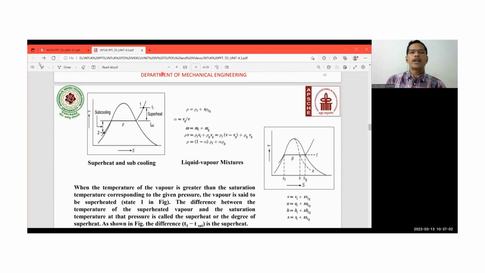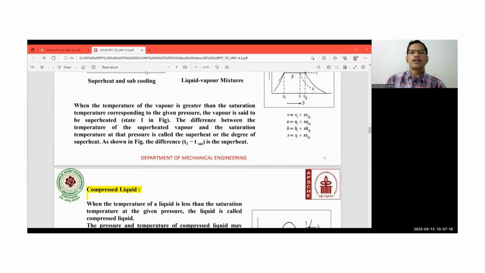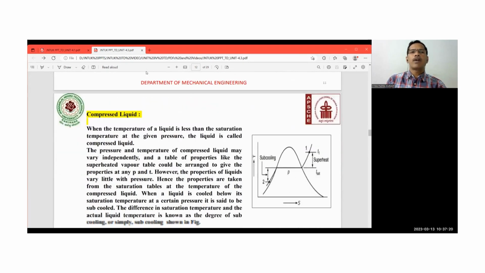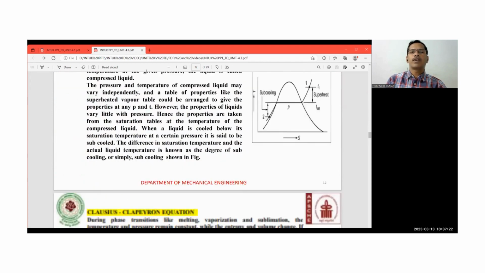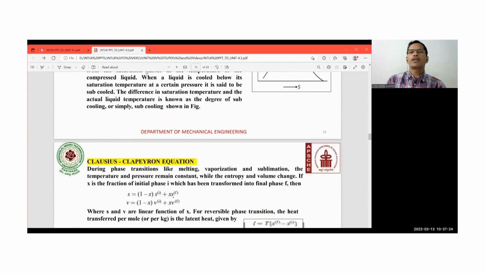Here the degree of superheat and subcooling is mentioned. This is the degree of a subcooling process, and this is the degree of a superheating process. All these particular things are mentioned over here. Okay. Already we have covered what is meant by compressed liquid and what is meant by that particular thing.